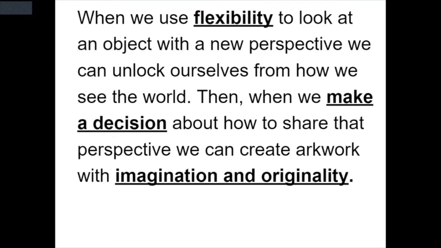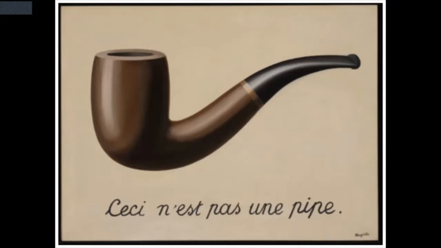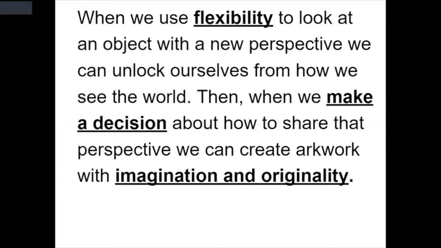So when we consider the cognitive domain of creativity, when we use flexibility to look at an object with a new perspective, we can unlock ourselves from how we see the world. Sort of like Magritte's picture. This is not a pipe. We can unlock ourselves because when we learn what those French words mean, it makes us think, if this is not a pipe, what is it? Then, if we make a decision about how to share our perspective, we can create artwork with imagination and originality.